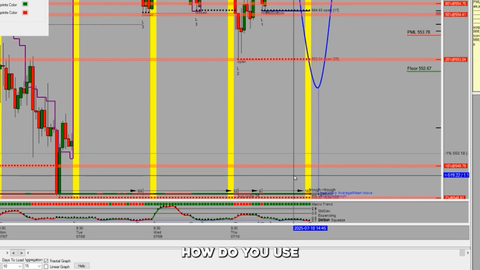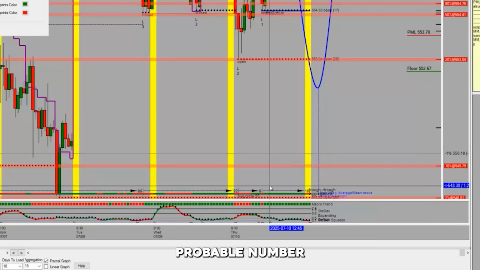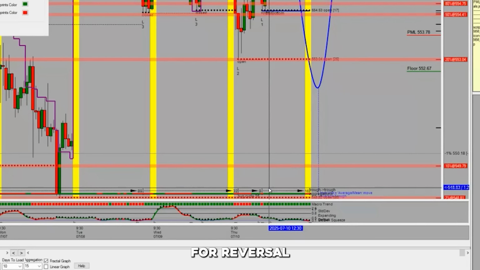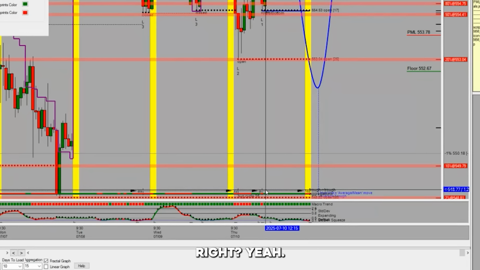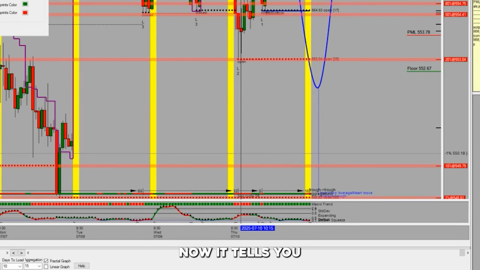Now, how do you use it for analysis? When you see repeating numbers on your cycle analysis, for example, if you see 8 being repeated again, that is a probable number for reversal according to the previous data, right? Does that make sense? Okay. Same goes for above. Now it tells you that the average cycle is 24 aggregations, even though this one did not match it. So you can use it as a target either for the upside or the downside.